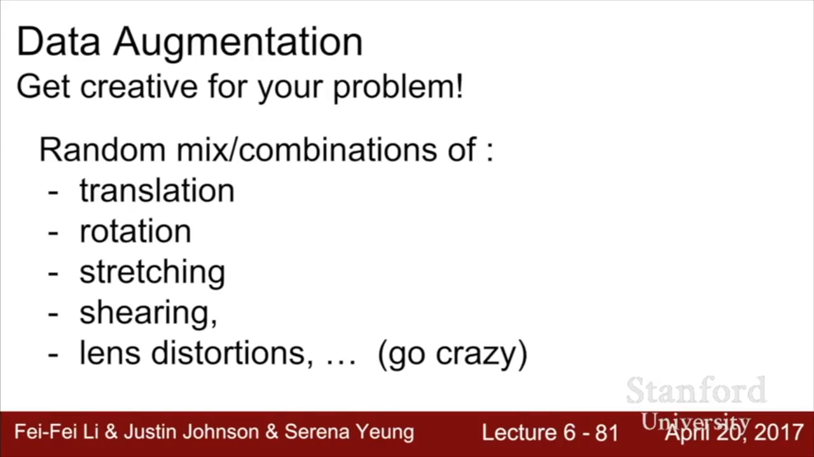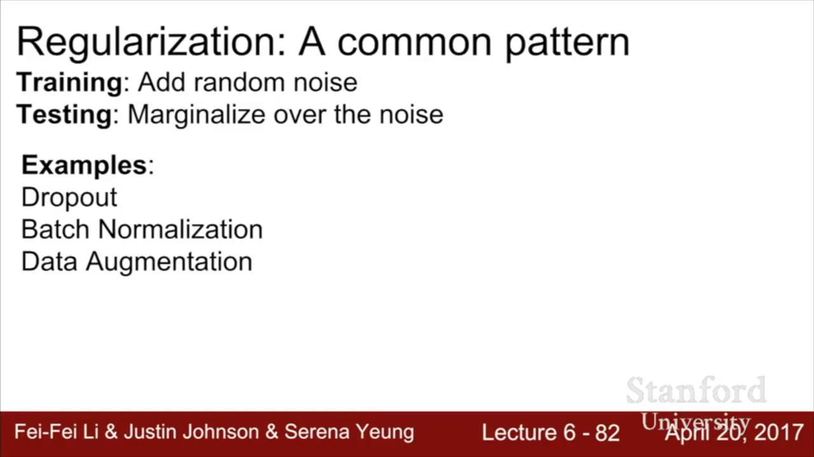But in general, data augmentation is a really general thing that you can apply to just about any problem, where whatever problem you're trying to solve, you think about what are the ways that I can transform my data without changing the label. And now during training, you just apply these random transformations to your input data, and this has a regularizing effect on the network, because you're, again, adding some kind of stochasticity during training and then marginalizing it out at test time. So now we've seen 3 examples of this pattern: dropout, batch normalization, data augmentation.